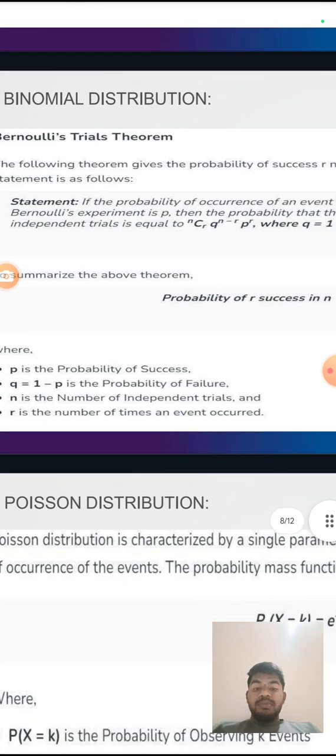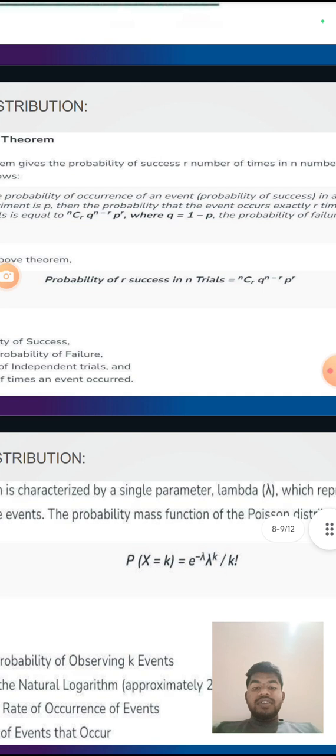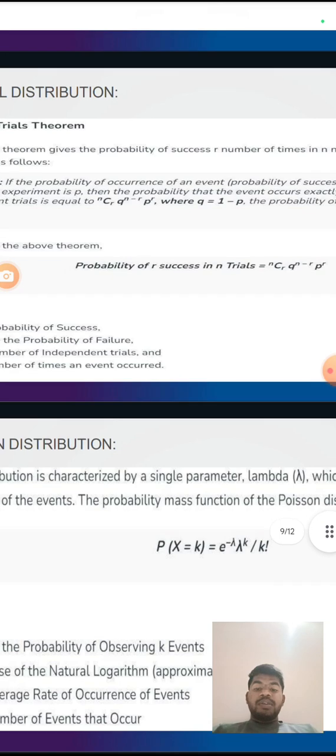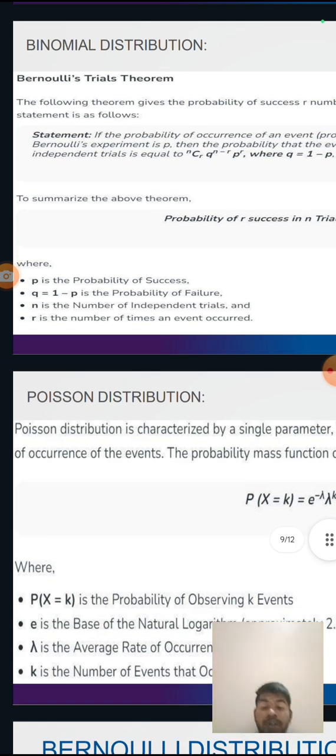To summarize the above theorem, the probability of r successes in n trials is nCr into q power n minus r into p power r, where p is the probability of success, q equal to 1 minus p is the probability of failure, n is the number of independent trials, and r is the number of times an event occurred.